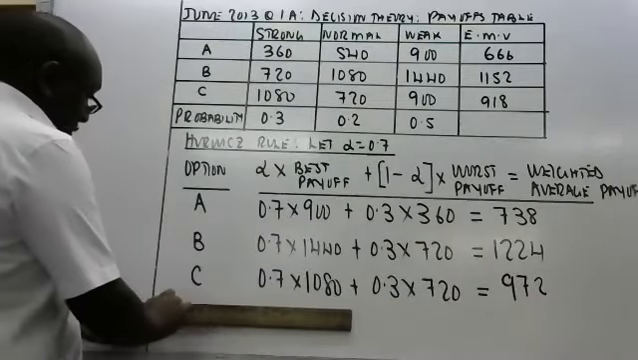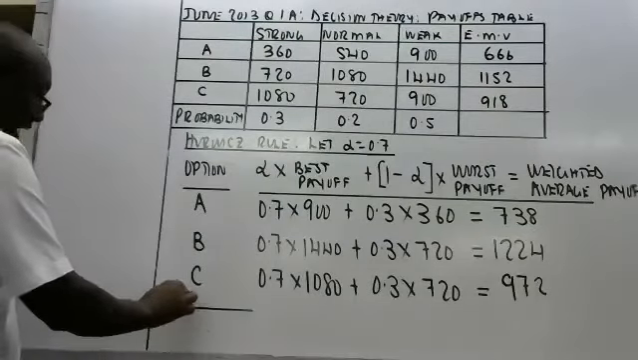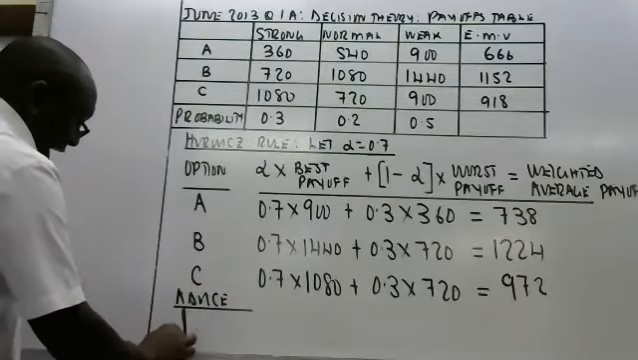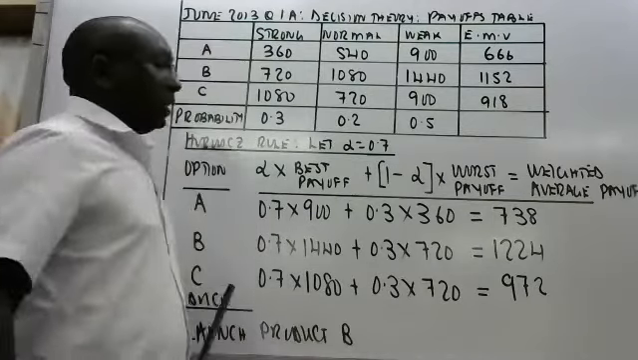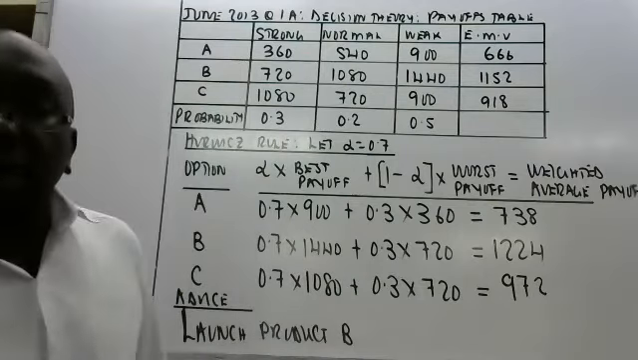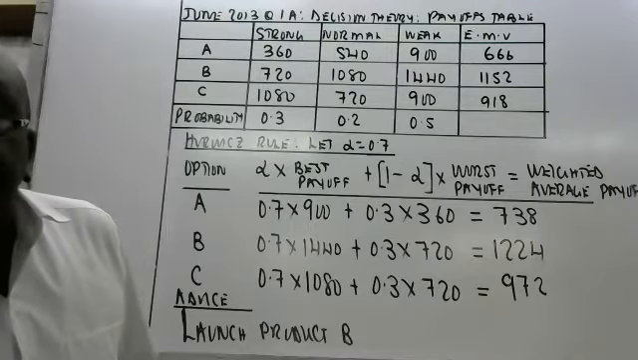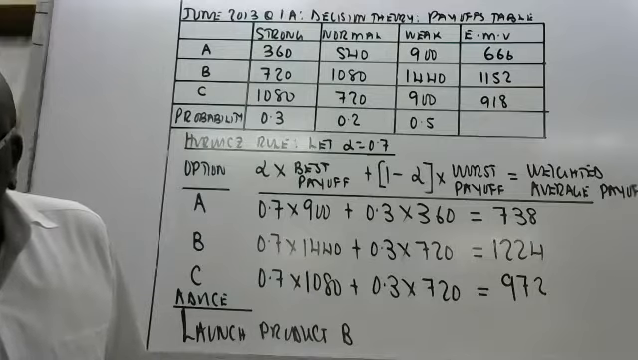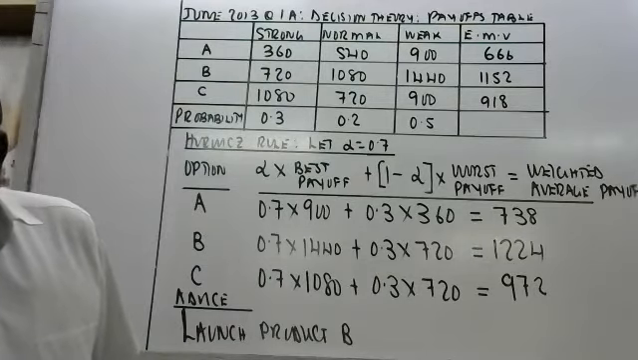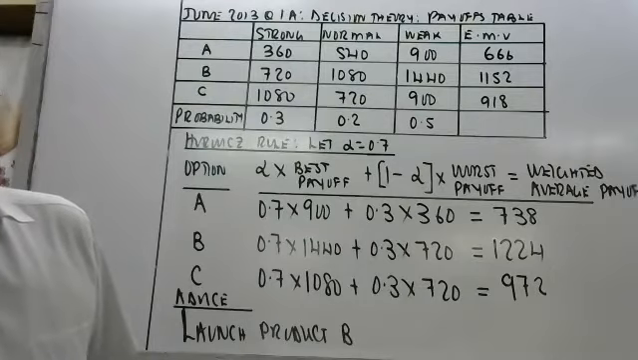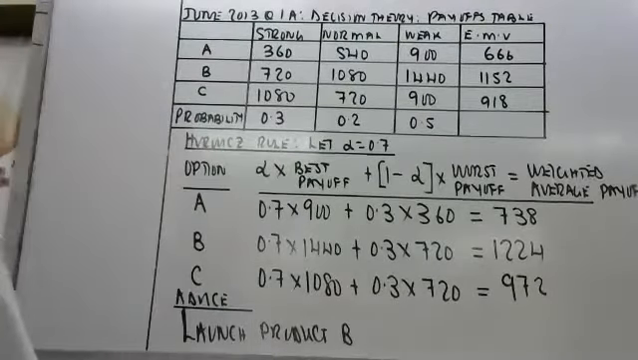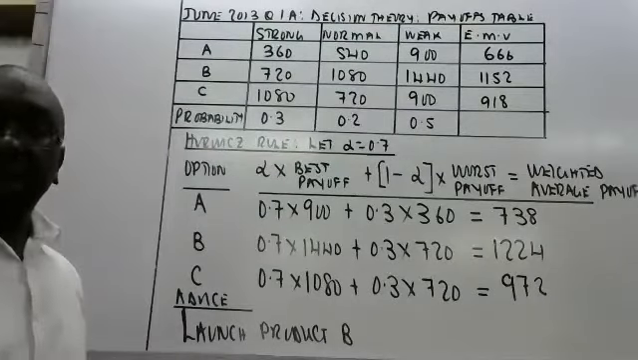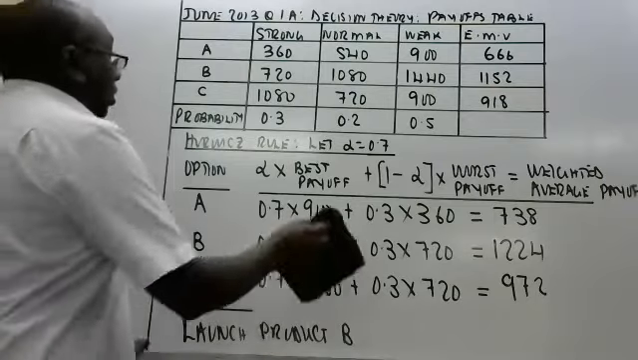So once again, we go for the highest there, so we will advise them to run product B. The next rule.